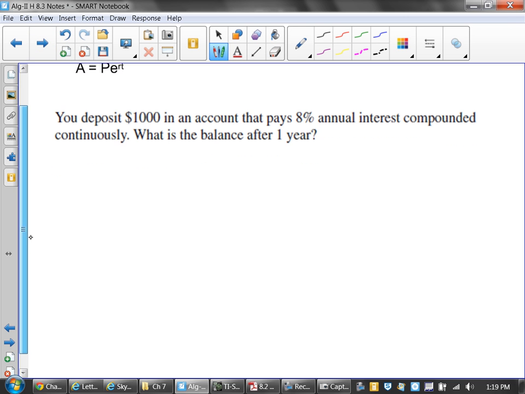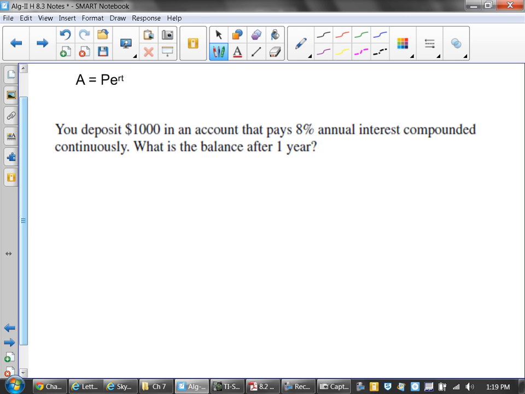For example, if I'm going to deposit $1,000 into an account that pays 8% continuously compounding interest, how much money would I have after a year? Rather simply, you know how much you're starting with: $1,000 as your principal. You know it's paying you 8%, so what's your rate as a decimal? 0.08. So my overall amount is going to be 1,000 e to the 0.08, and I want to talk about just 1 year, so it's times 1.